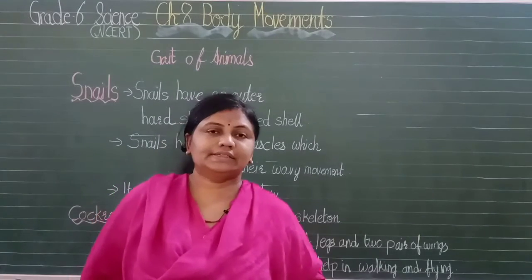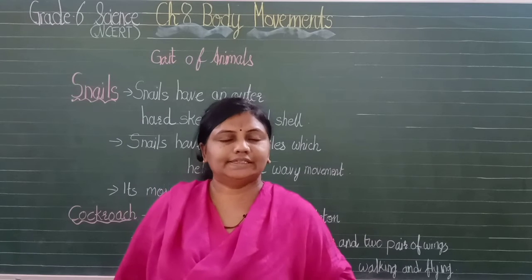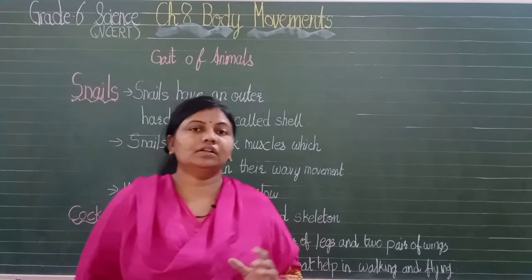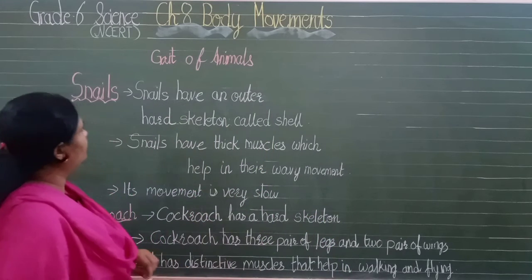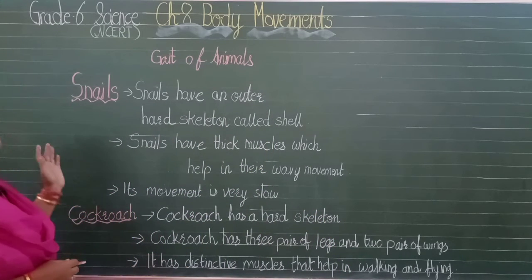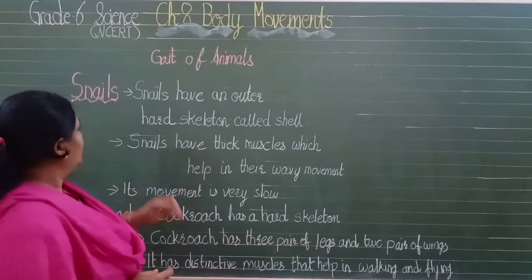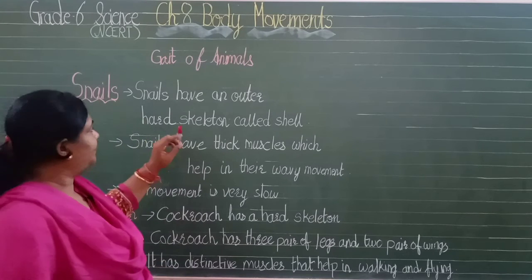Now let us see the kind of movement in a snail. Snail means a gokad. In Gujarati it is known as gokad. Which kind of movement is there? It is a very slow movement. What is the structure of snail?